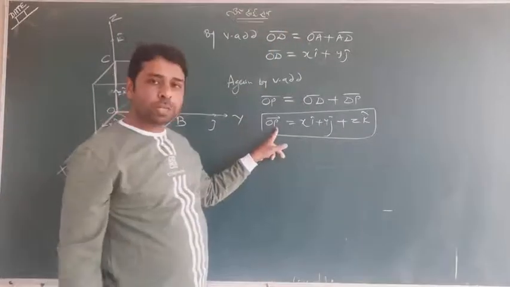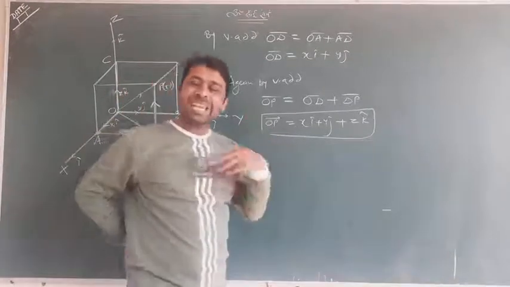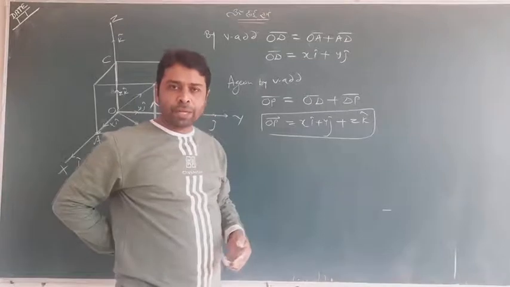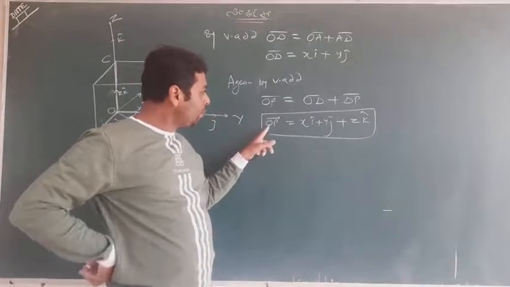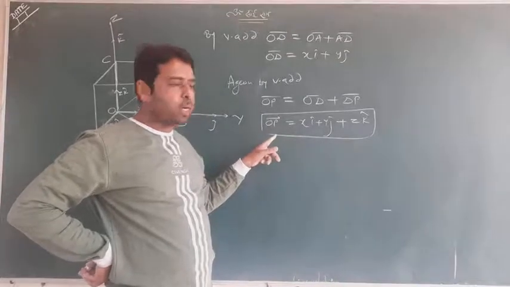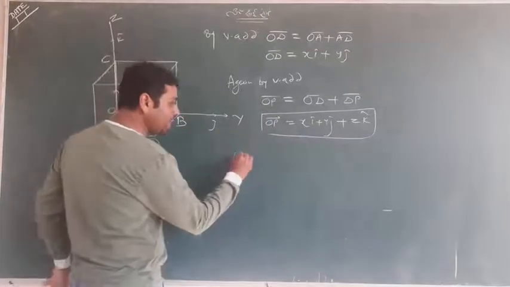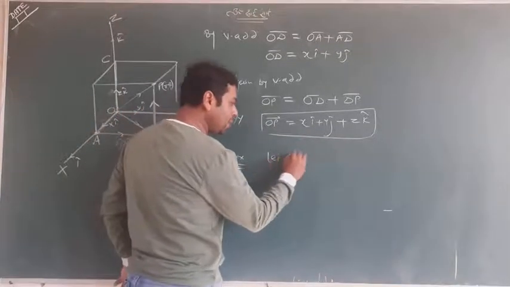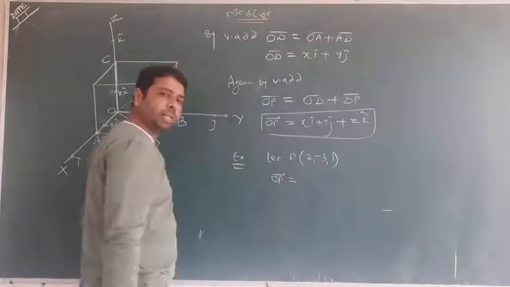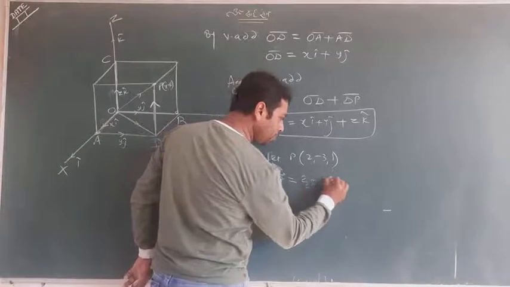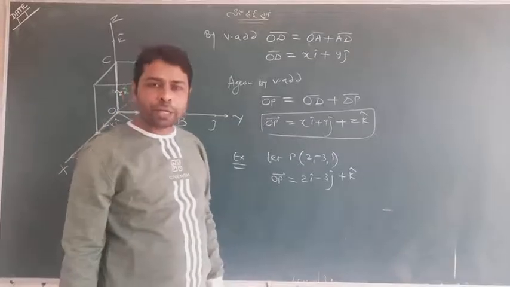OP is none else but the position vector of P. O is the origin point. P is any point in the plane. In three-dimensional space, we would say that OP, meaning position vector of P, is given by xi plus yj plus zk, and we can create an example. Let P be (2, -3, 1). What is OP? No worry. This is 2i cap minus 3j cap plus k cap, your position vector of P.